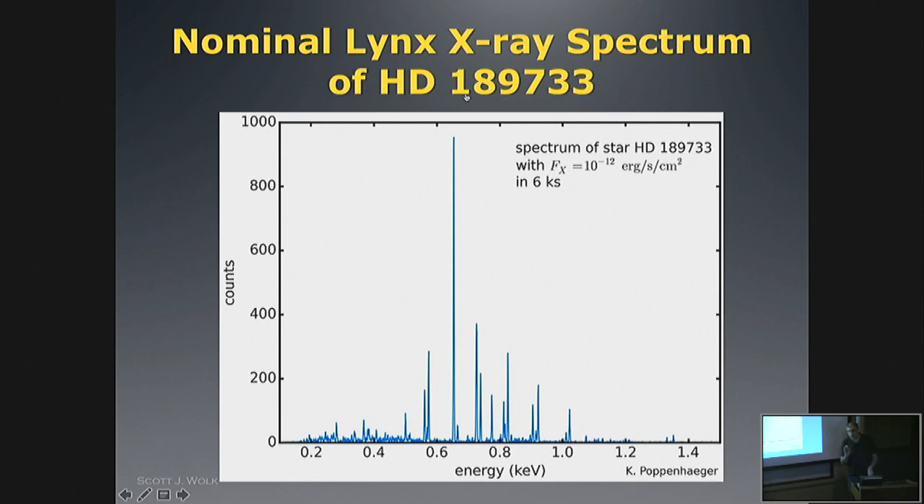The Lynx mission will probably have a microcalorimeter on board, which means that the spectra will not be smooth, continuous things, but will also have, in addition, strong oxygen or nitrogen or carbon lines that we can look at specifically.